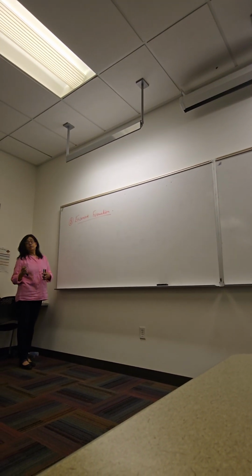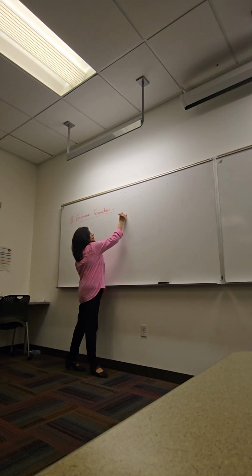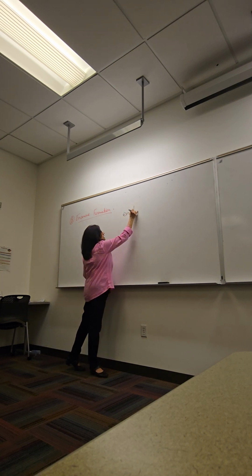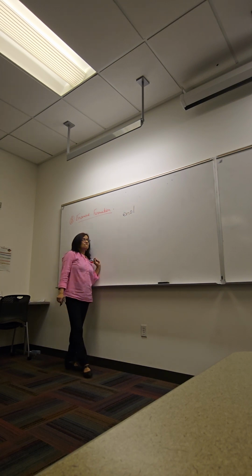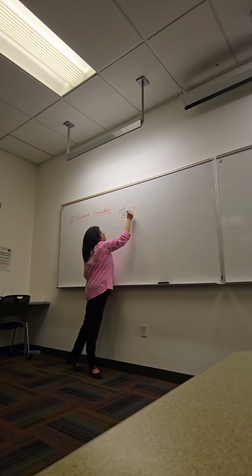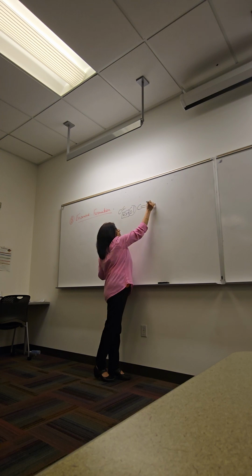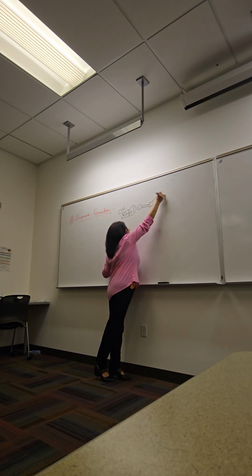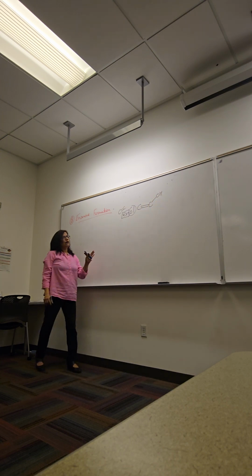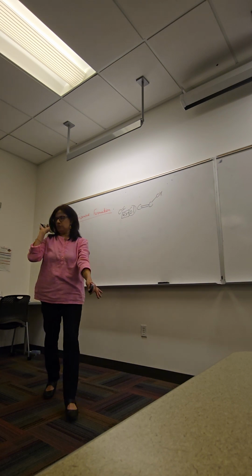This is called enamine formation. Guys, do you remember enol? What is an enol? An alcohol of an alkene: C=C with an OH attached to it. And we learned how they are very unstable. Typically speaking, they tautomerize to the keto form, the ketone.